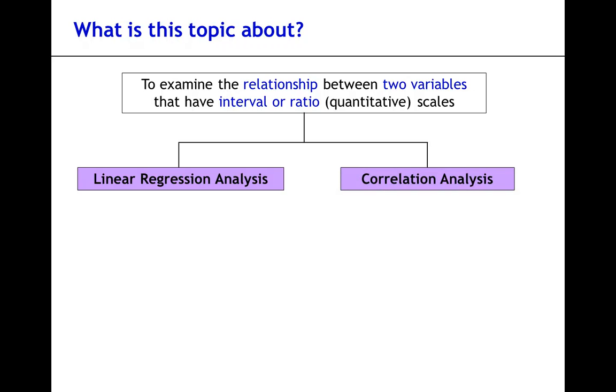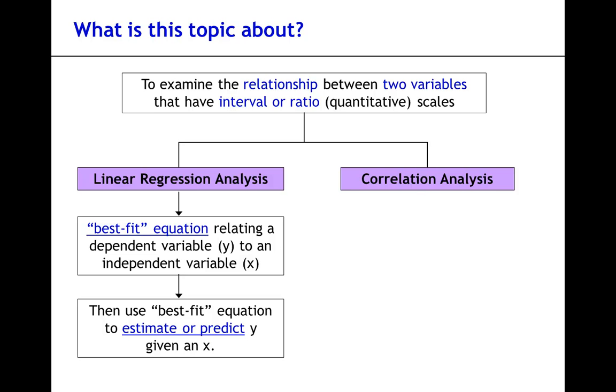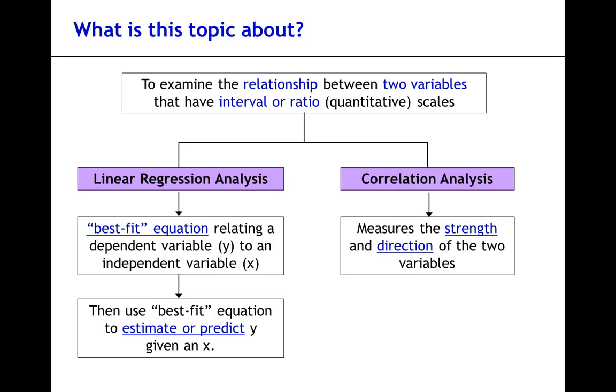For linear regression, the aim is to find the best fit linear equation so as to relate a dependent variable y to an independent variable x. We can then use the equation to estimate or predict y given a certain x. For correlation, we analyze the strength and the direction of the two variables.